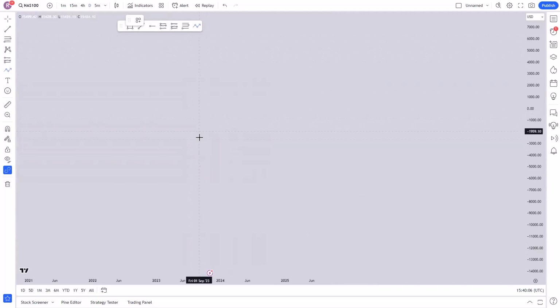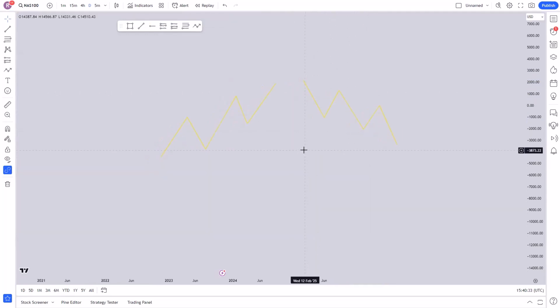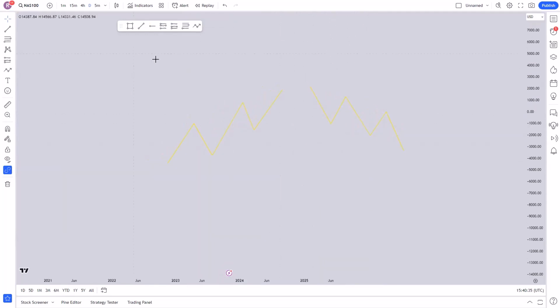So market structure, we could look for, is price bullish or is price bearish? And why I say this is because if price is bullish, are we going to be looking to trade from supply zones? No, we're going to be looking to trade from demand zones. And vice versa. If price is bearish, are we going to be looking to trade from demand zones? No, we're going to be looking to trade from supply zones.